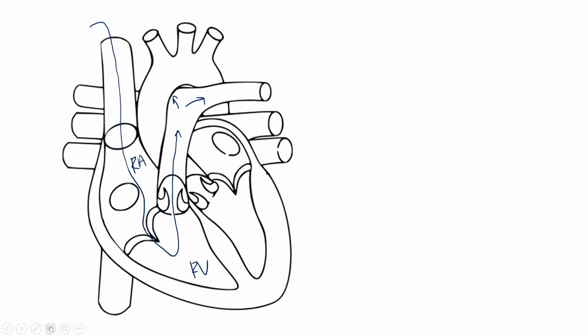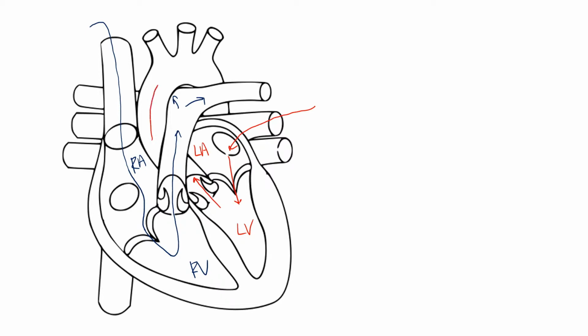So let me switch the color right here. So now we have oxygenated blood that's going to come back into the left atrium. So this is the left atrium. And it's going to go through the mitral valve, okay? And it's going to enter into the left ventricle. And then the left ventricle is the primary pumping area of the heart. And the left ventricle is going to send the blood through the aortic valve into the aorta.